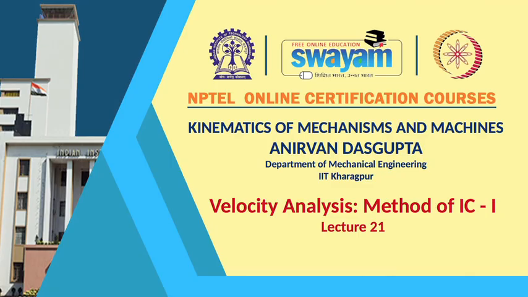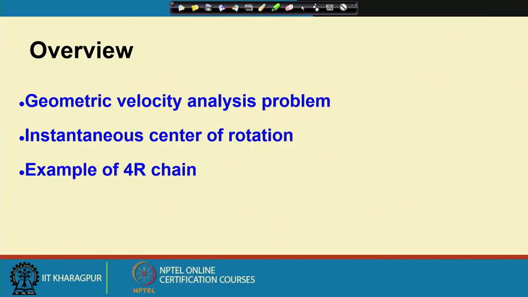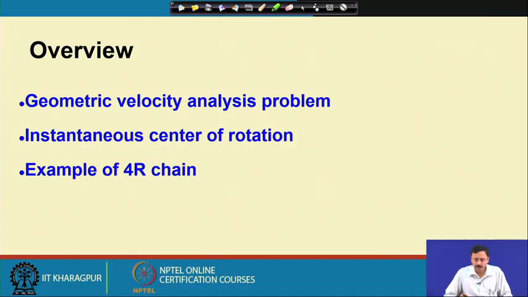So, we will be discussing the velocity analysis problem in this lecture. We started our discussions on velocity analysis with certain geometric concepts, and we are going to look into the application of these geometric concepts in velocity analysis of mechanisms. To give you an overview, we are going to discuss the geometric velocity analysis for mechanisms using the concept of instantaneous center of rotation, and in this lecture we are going to look at the 4R chain.